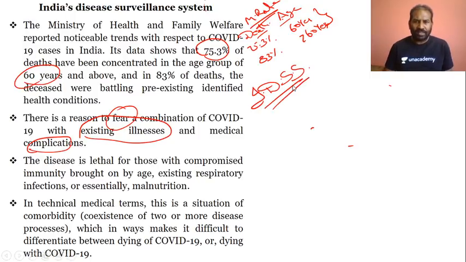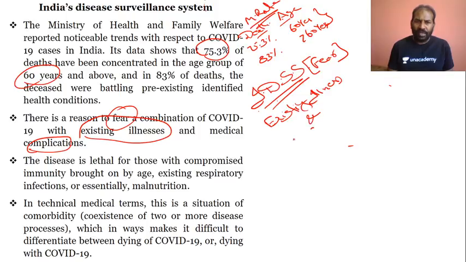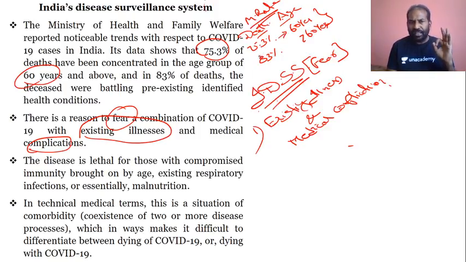There is a fear in regard to India's disease surveillance system. And what we wanted to say is that we have existing illness and medical complications. Please do understand why I'm writing this and why we are linking this, because we are especially focusing on the report given by the Ministry of Health and Family Welfare, which talks about a 75.3 percent mortality rate around 60 years, and above 60 years it is 83 percent.